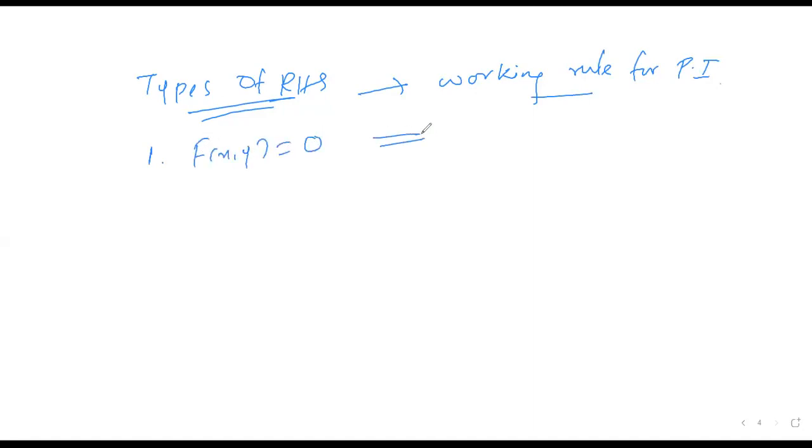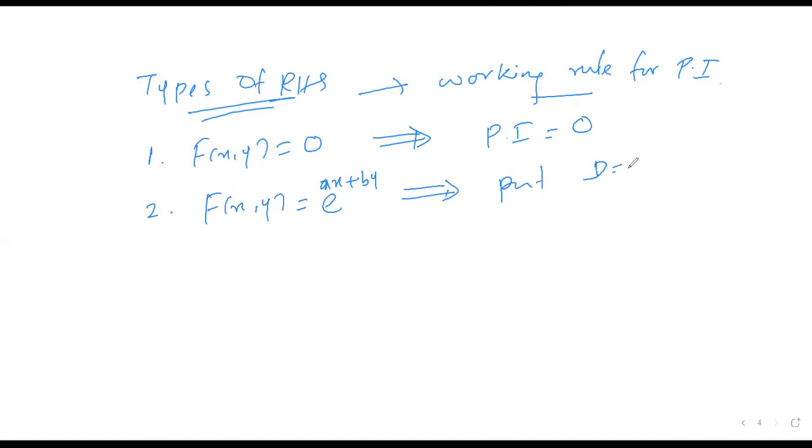So what if the case is f of x comma y is equal to 0, I mean the zero case or constant? Okay, so the particular integral will be as it is, 0, or it is constant. Second case, what if f of x comma y is equal to exponential of ax plus by? Okay, so in this case, wherever the D comes, you have to put the x coefficient, and for D dash, you have to put the y coefficient.